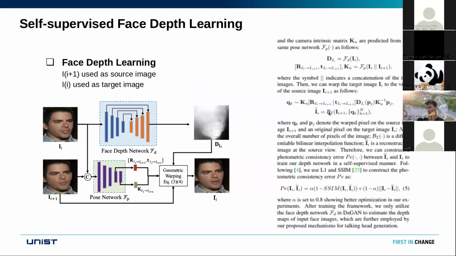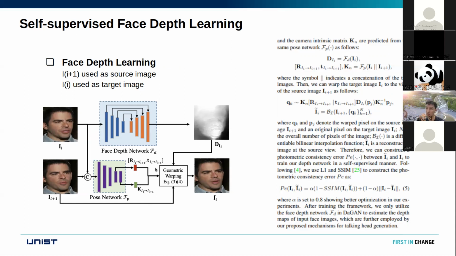Let's get started with the first, self-supervised face depth learning. How does it go? Here we have two consecutive frames of the driving video, and they use the second frame as the source image and the first frame as the target image. By concatenating the two frames, they use a pose network to estimate the relative rotation and translation information for the two images, as well as the camera intrinsic properties matrix for the two images.